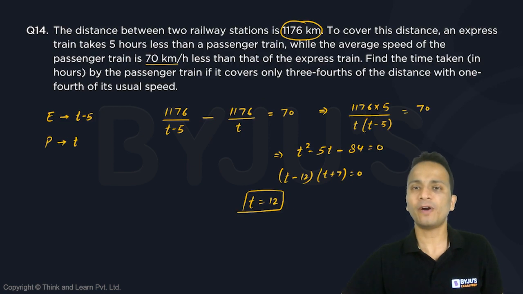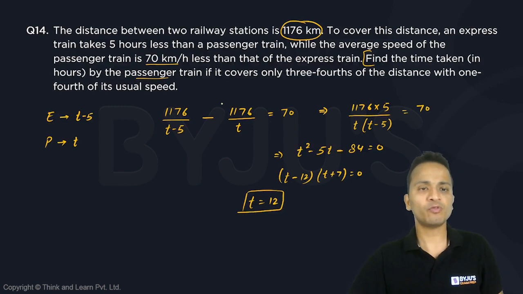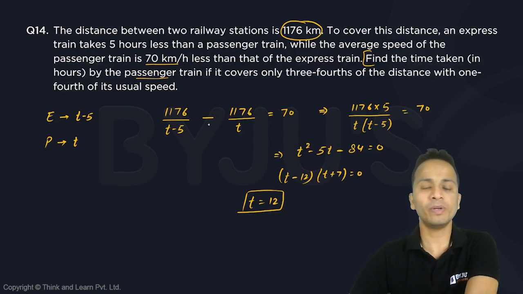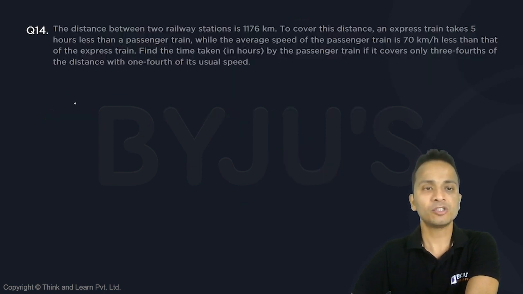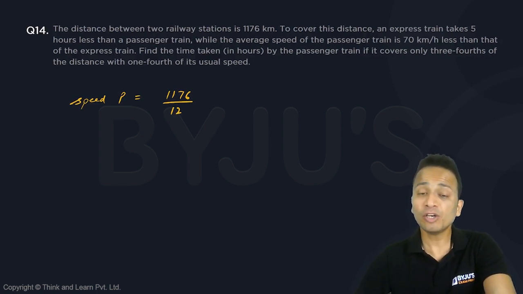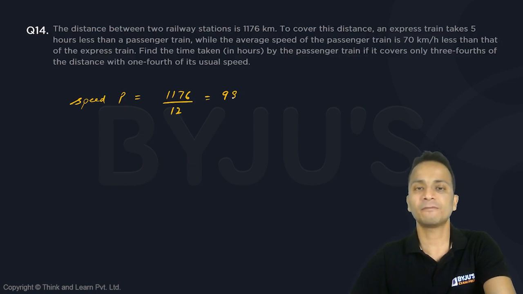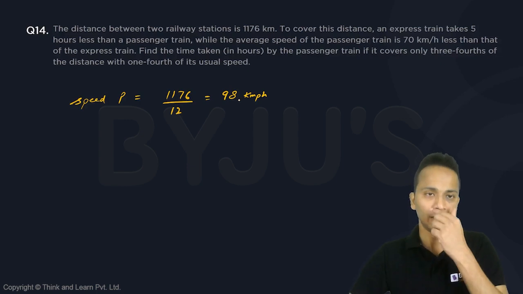Now let's see what we have to find in this. We have to find the time taken by the passenger train. So I'll first of all calculate the speed of passenger train. The speed of passenger train will be equal to 1176, that is the distance, divided by the time taken, which is equal to 12. So from here I can say that the speed of the passenger train will come out to be 1176 divided by 12, and that is equal to 98 km per hour.